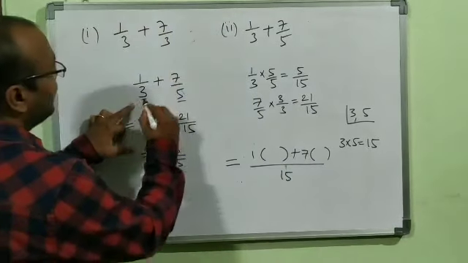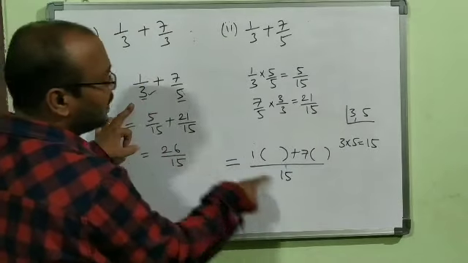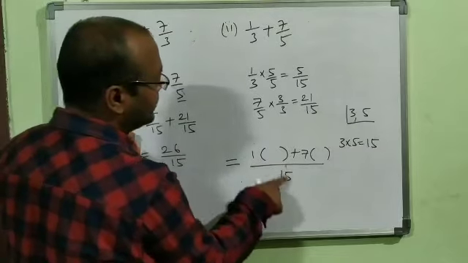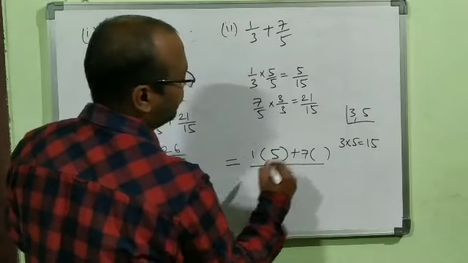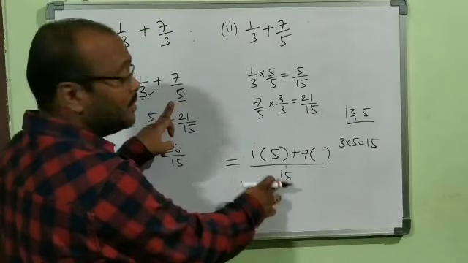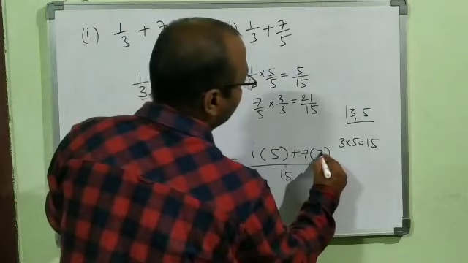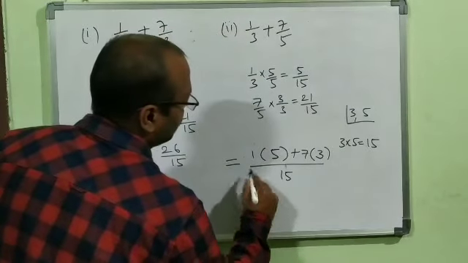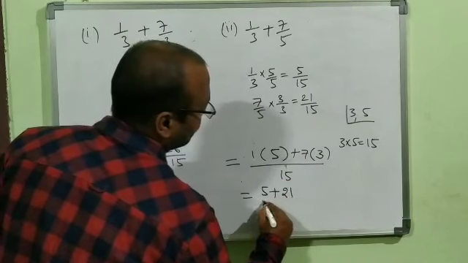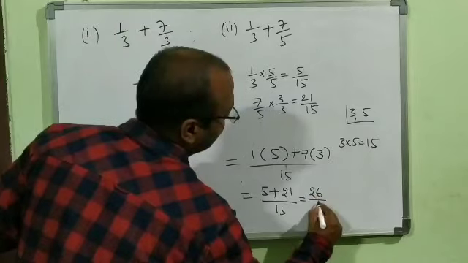Look at here. Here the denominator is 3. Here the denominator is 15. When 3 becomes 15, if you multiply with 5, then it becomes 15. 3 fives are 15. Take 5. Now here 5 is there, here 15 is there. When 5 becomes 15, you multiply with 3, so 5 threes are 15. Now 1 five is 5 plus 7 threes are 21 by 15. This is equal to 26 by 15.